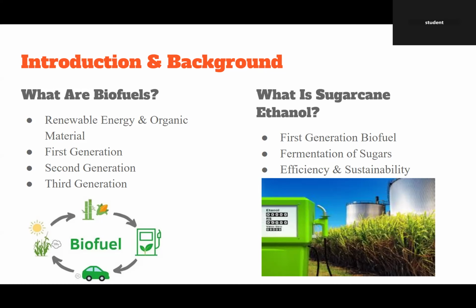To be able to understand, we first need to know what sugarcane ethanol is. Sugarcane ethanol is a first generation biofuel derived from the fermentation of sugars in sugarcane juice. I'll be explaining what fermentation is later on, but right now what is important to understand is that sugarcane ethanol is widely harvested mostly in Brazil, and that it is highly efficient and sustainable.